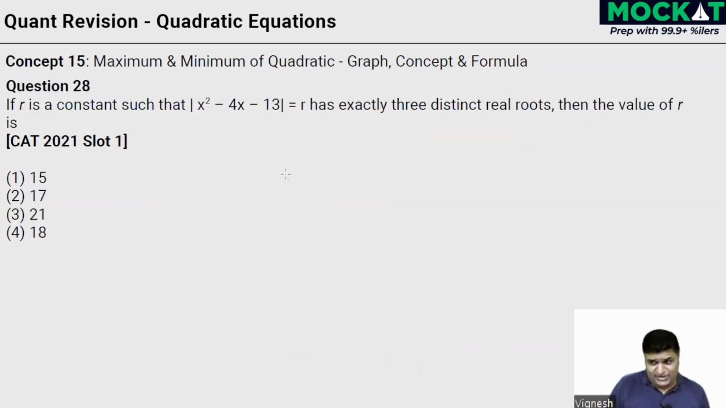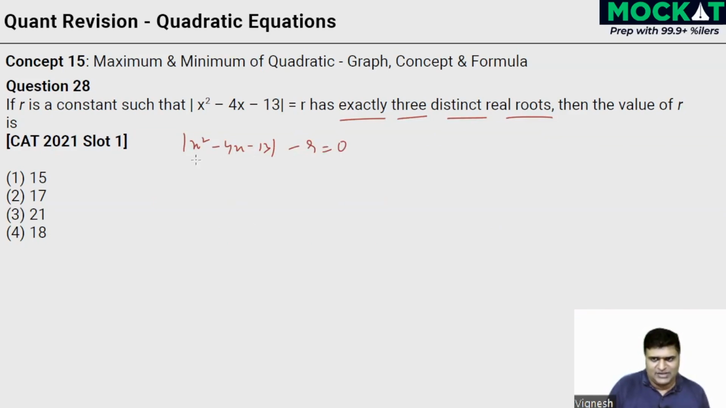The 28th question over here is actually a very conceptual question. What does it say? If r is a constant such that modulus of x square minus 4x minus 13 equals r has exactly 3 distinct real roots, then the value of r is going to be what? So 3 distinct real roots, modulus of something is equal to r, right? Let me rewrite this as modulus of x square minus 4x minus 13 minus r equals 0.